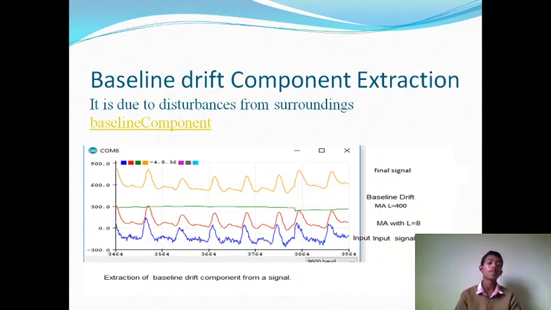It won't change the shape of the signal, but it will add a baseline or a DC component to our signal. So we need to remove that. How can we remove that?